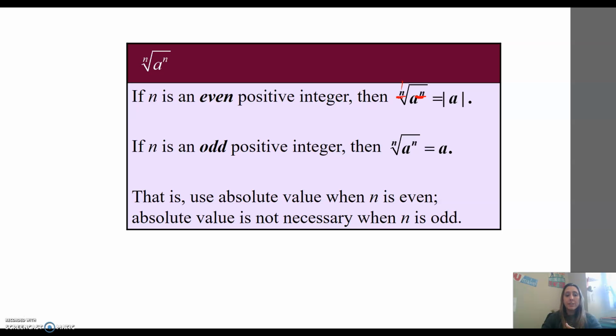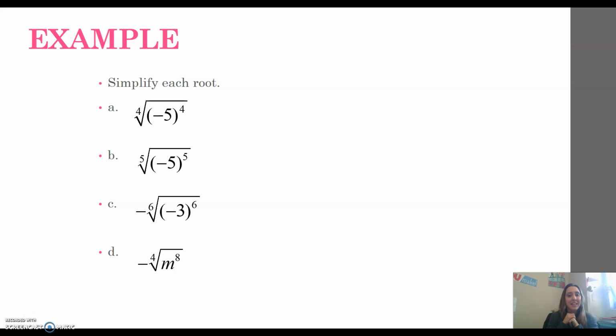So go ahead and make sure you hit pause and get this written down. We're going to go ahead and do some examples, and I would like you to hit pause after that and write those down.